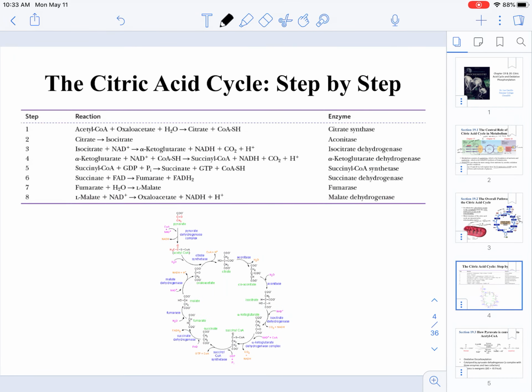So understand that the citric acid cycle is going to be composed of 8 steps, and we are going to talk about them in detail in terms of what is the reaction and what is the enzyme. When it comes to the enzymes, understand that for the exam, you need to know the classification of each of these enzymes. Now, let's talk about the cycle itself in detail.